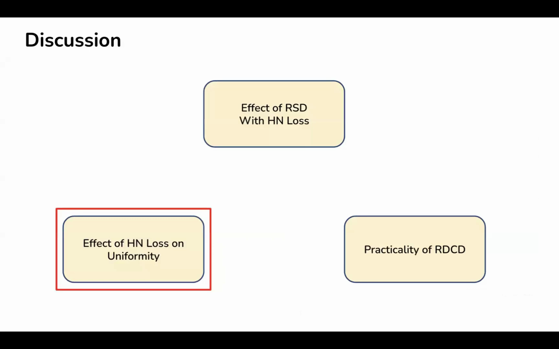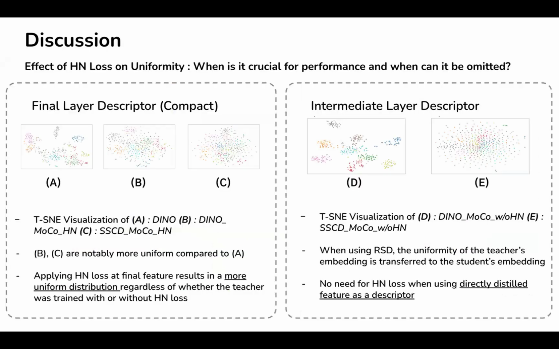Next, I will move on to the effect of hard negative loss on uniformity. A uniform distribution of descriptors represents semantically similar images far apart while placing copies of the same image close together. Both DINO and SSCD are used as teacher models. However, only SSCD uses entropy regularizer to achieve uniform distribution.